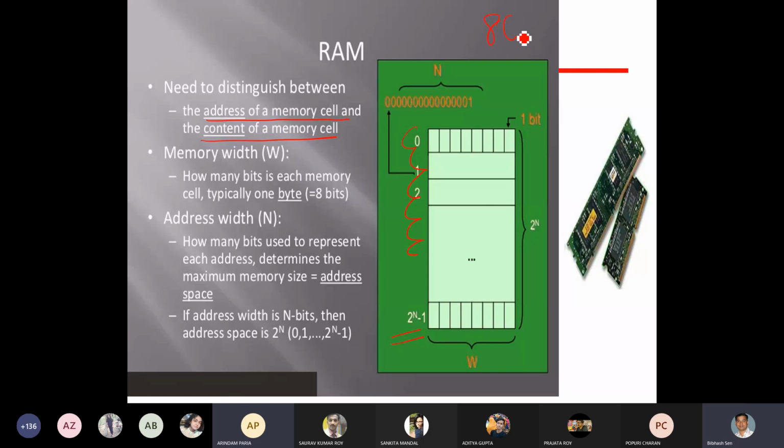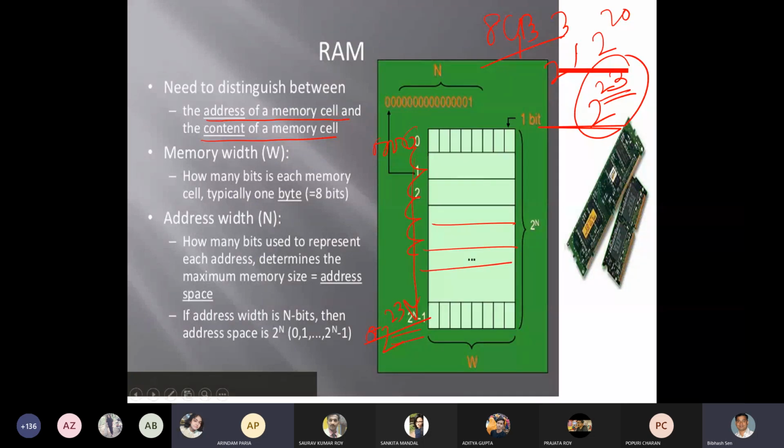If your RAM is 8 GB, that means 2 to the power 20 into 2 to the power 3, am I correct? So 2 to the power 23 you will get. That means 23-bit addressing, and you will get up to 2 to the power 23 locations in the RAM.